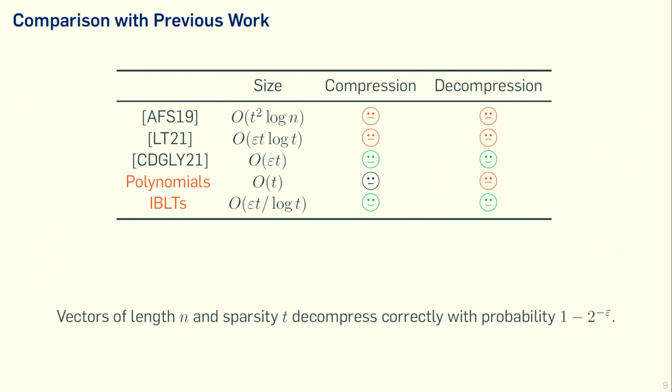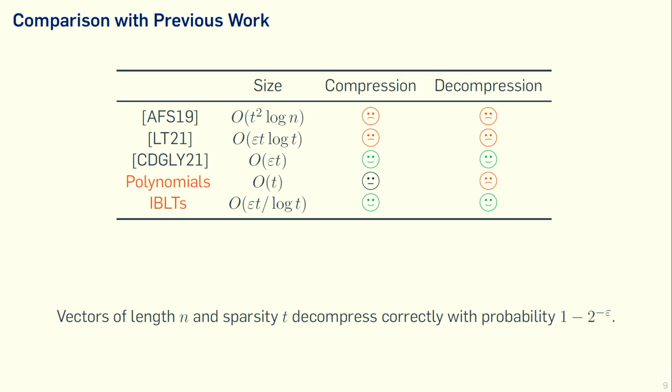OK, so how does this compare to previous work? As I said, there are a bunch of cryptographic protocols that essentially contain something like this as a subprotocol. And the first one we have here is by Akavia, Feldman, and Shaul from 19. They were basically able to compress to t² log n, which isn't particularly great because it still scales with the size of the entire database, and also t² can be pretty large, even for modest sizes of t. And also compression and decompression in their case is pretty expensive.